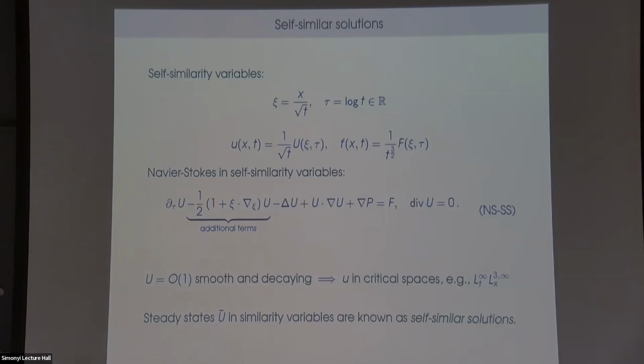Okay, so far you've perhaps done nothing, but what I want to point out is if the similarity profile capital U is order 1 in time, smooth and decaying, basically satisfies smooth dynamics, then in the physical variables, little u belongs to critical spaces. That is, it belongs precisely at the regularity threshold where you could maybe hope to find non-unique solutions. It's just beyond where you can prove uniqueness.